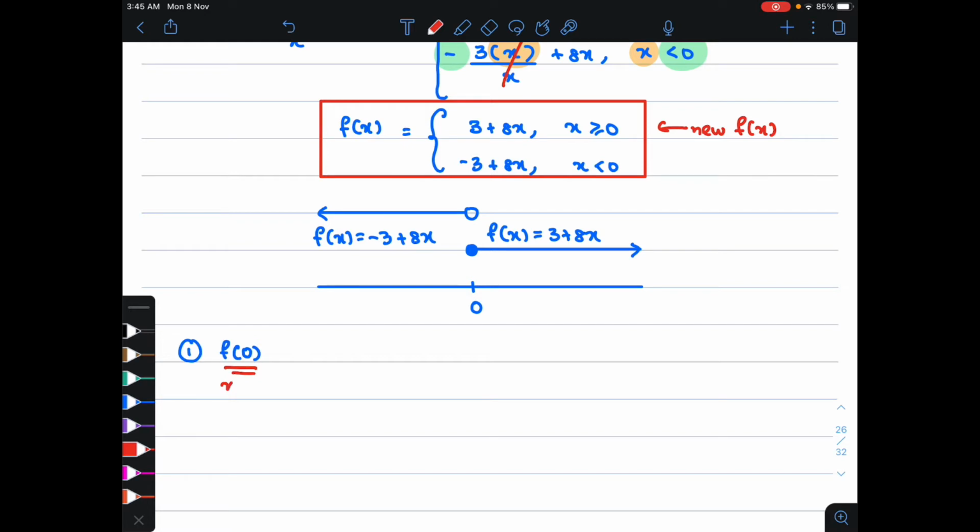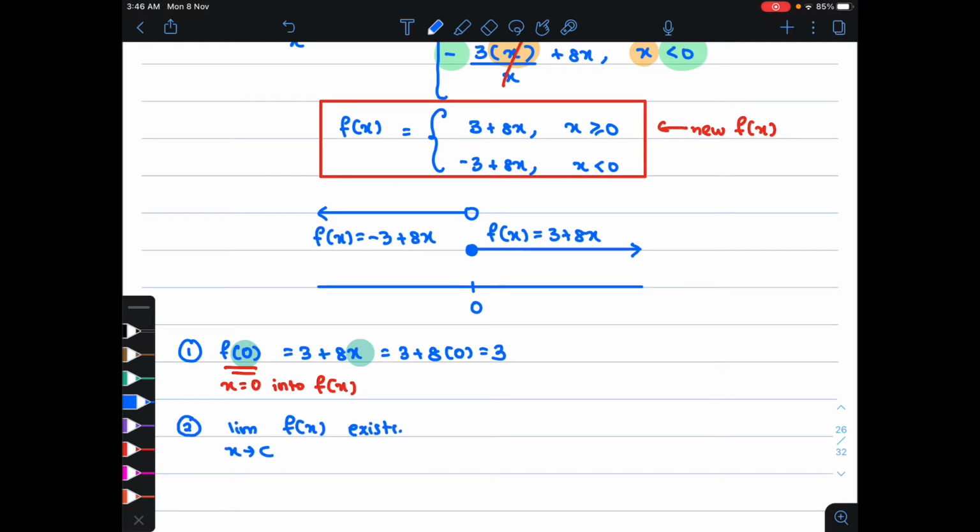f(0) means that you're substituting x equal to 0 into f(x). So if you look at this number line, x equal to 0 means that you're using the dense circle. So the function that has the dense circle is this function. So you're gonna substitute x equal to 0 into 3 plus 8x. So substitute 0 into x, and the answer is 3.